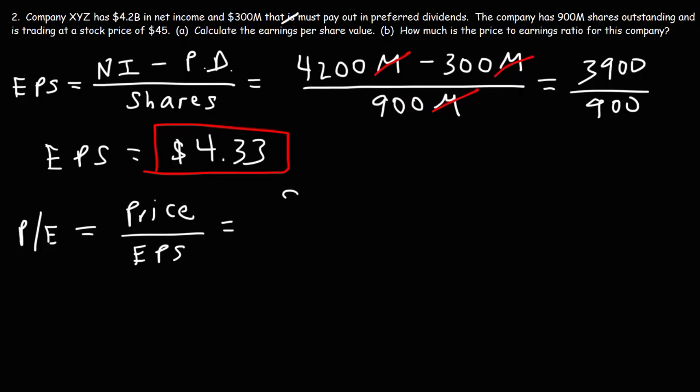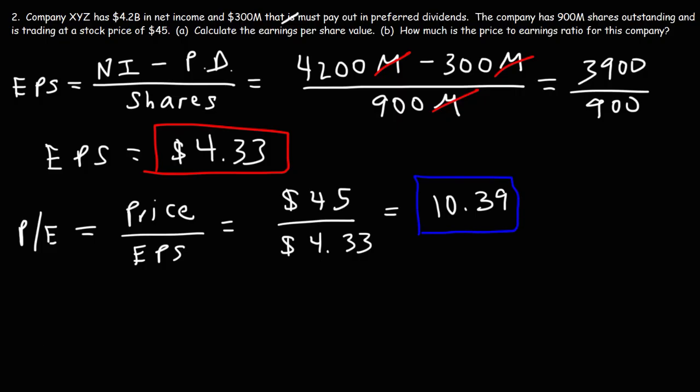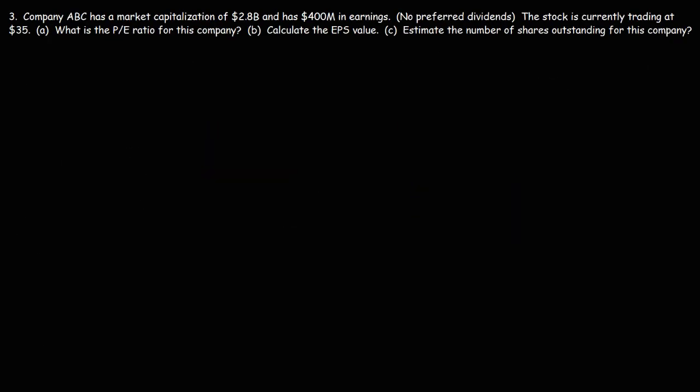So the stock price is $45. The earnings per share is $4.33. And so the PE ratio is going to be 10.39. And so that's it for this problem.